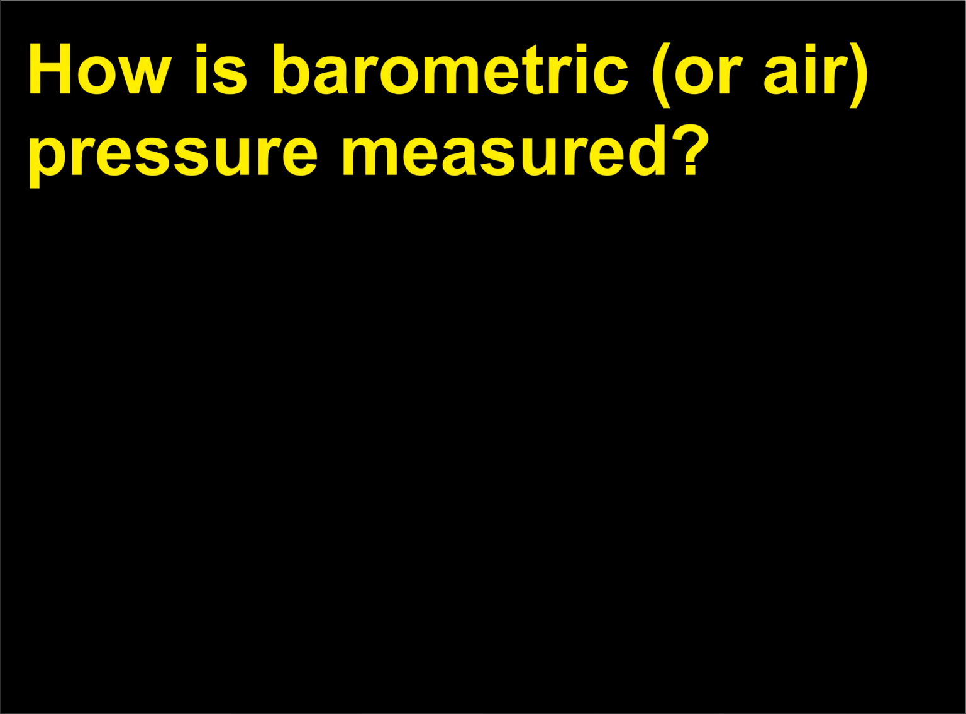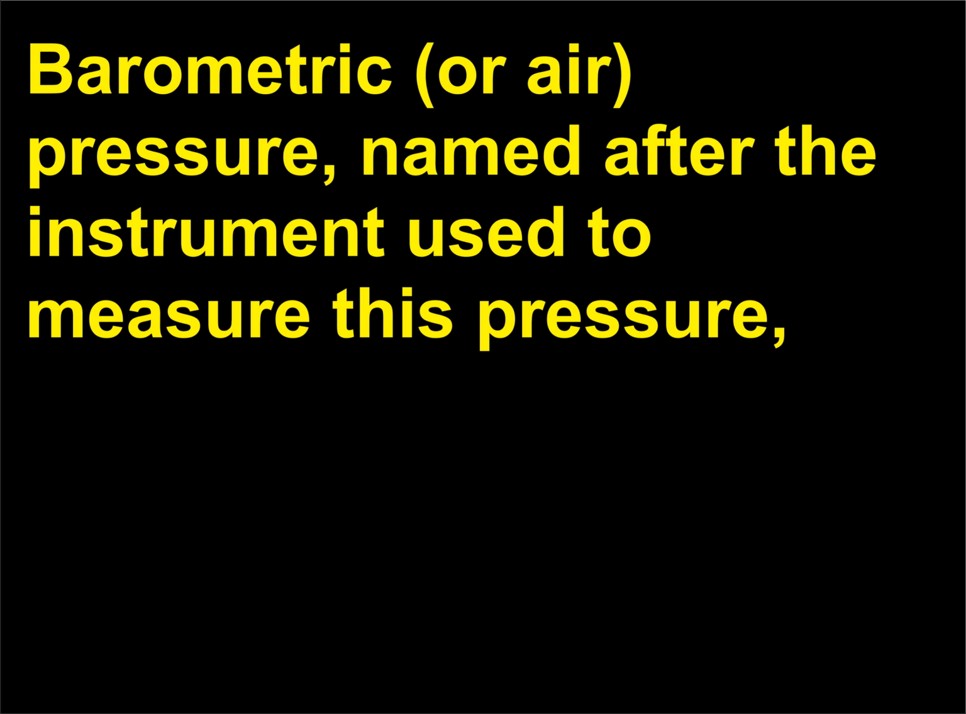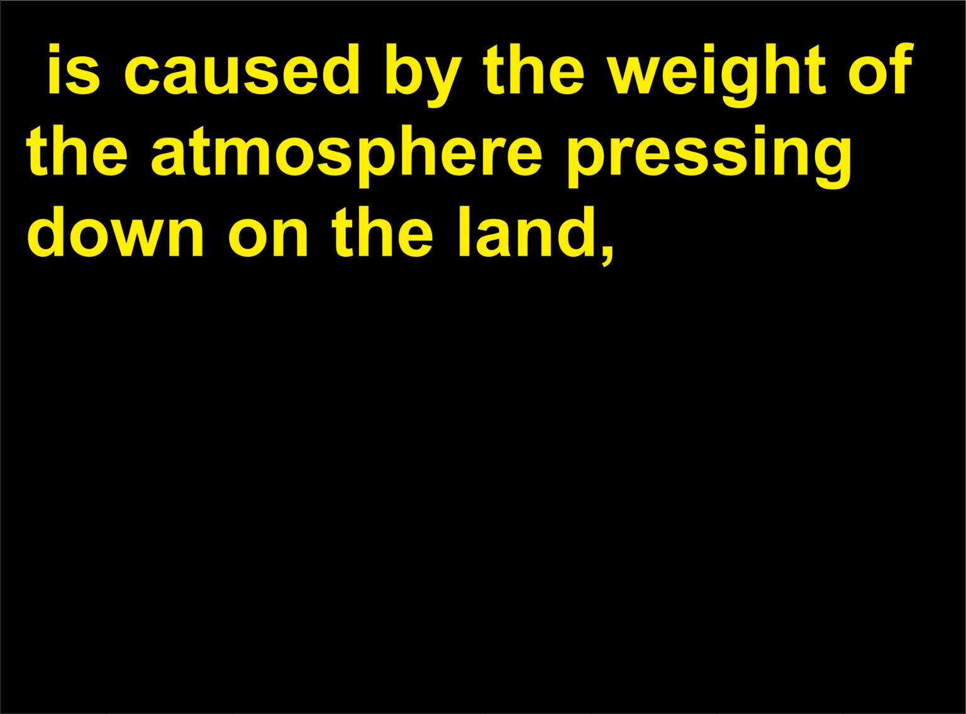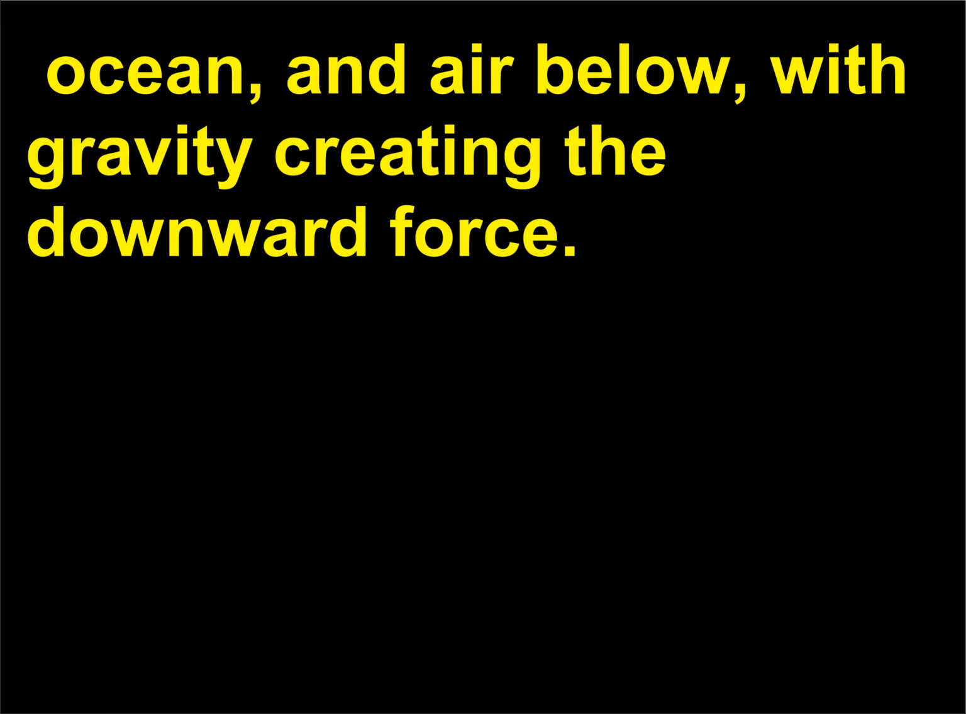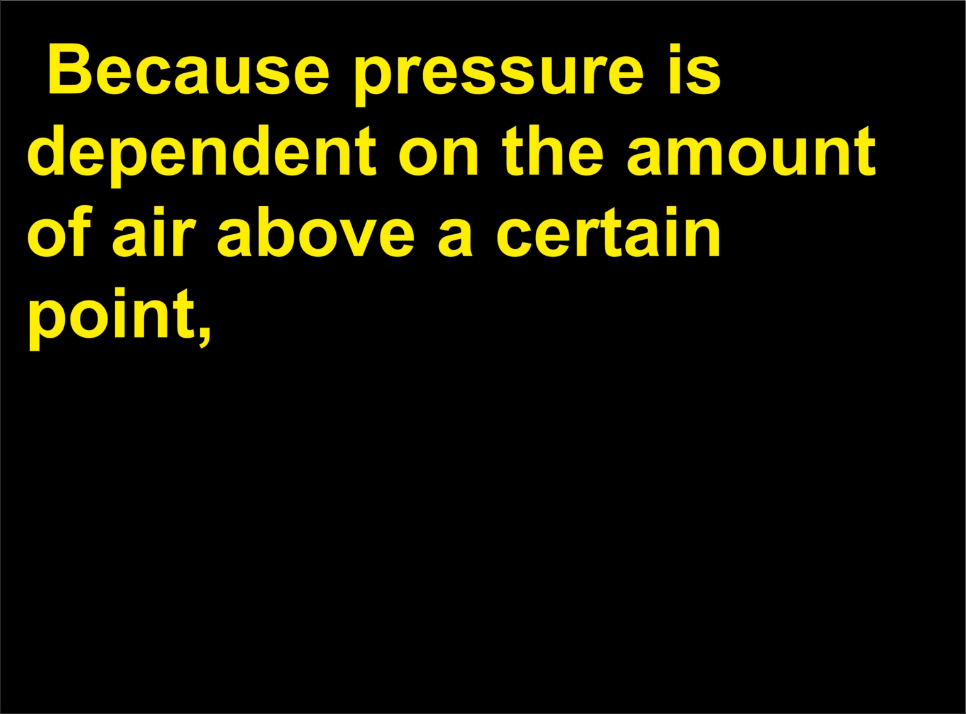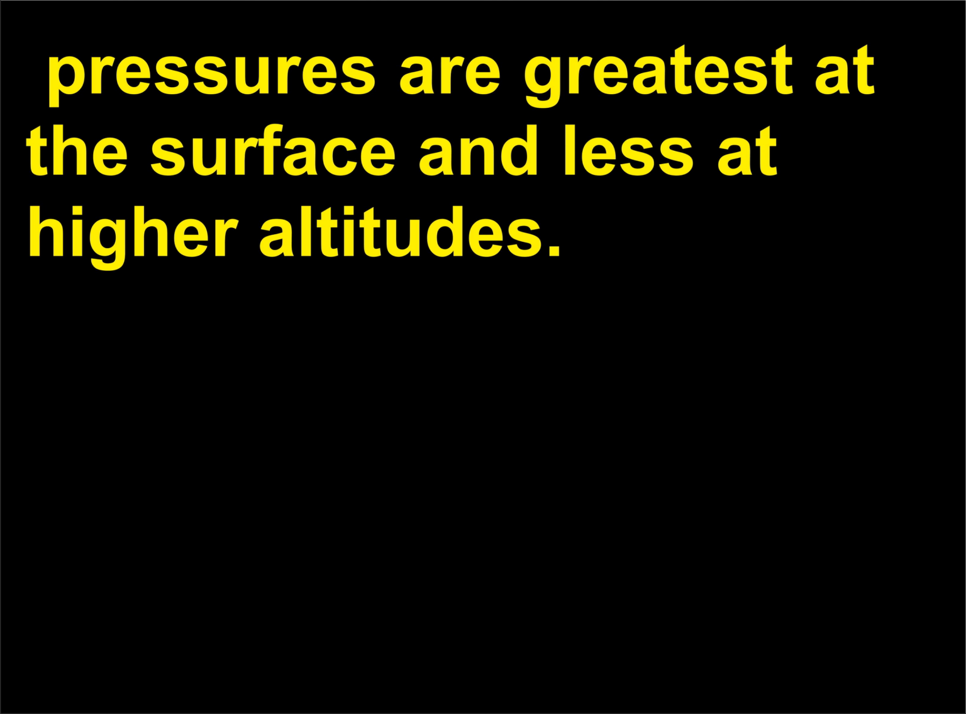How is barometric, or air, pressure measured? Barometric, or air, pressure, named after the instrument used to measure this pressure, is caused by the weight of the atmosphere pressing down on the land, ocean, and air below, with gravity creating the downward force. Because pressure is dependent on the amount of air above a certain point, pressures are greatest at the surface and less at higher altitudes.